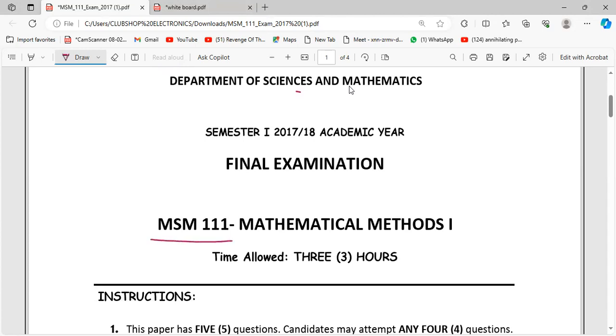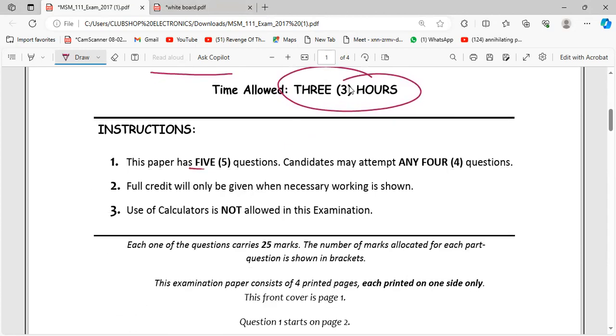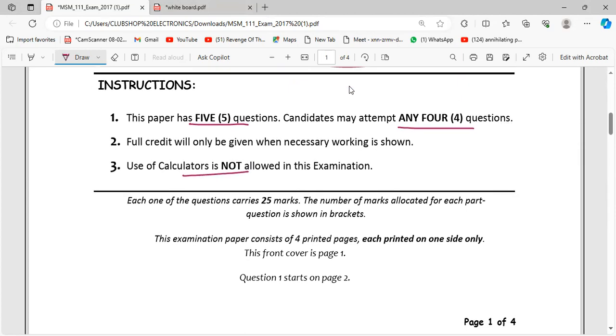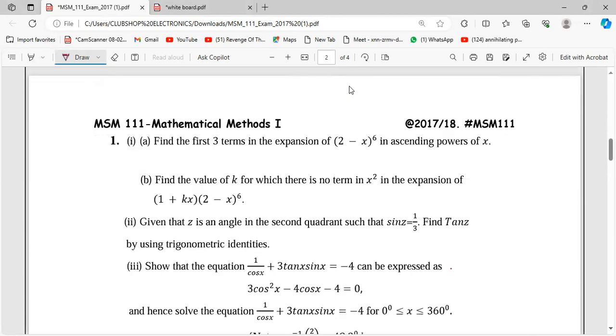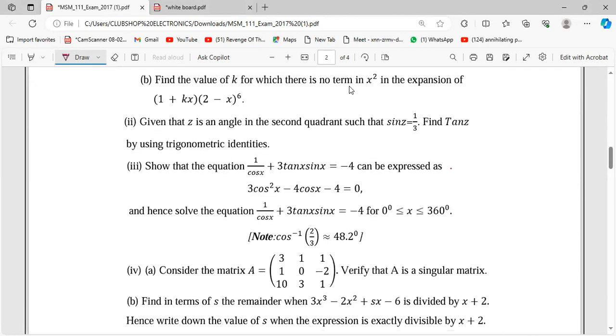The course is MSM 1 mathematical methods. The time allowed was 3 hours. There were 5 questions and candidates needed to answer 4. Each question had 25 marks. Now we're interested in just the trigonometric part.